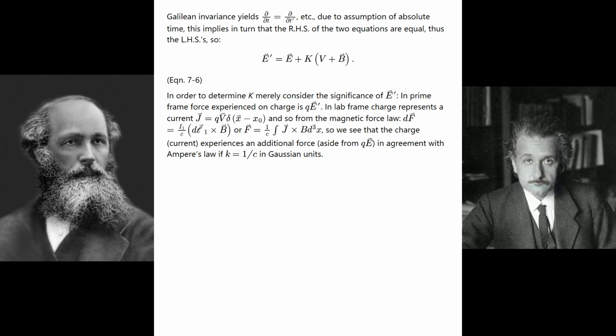In the lab frame, a charge represents a current J = qv δ(x − x₀), and so from the magnetic force law, dF = (I₁/c) dL₁ × B, or F = (1/c) ∫ J × B d³x. So we see that the charge current experiences an additional force, aside from qE, in agreement with Ampère's law, with k = 1/c in Gaussian units.